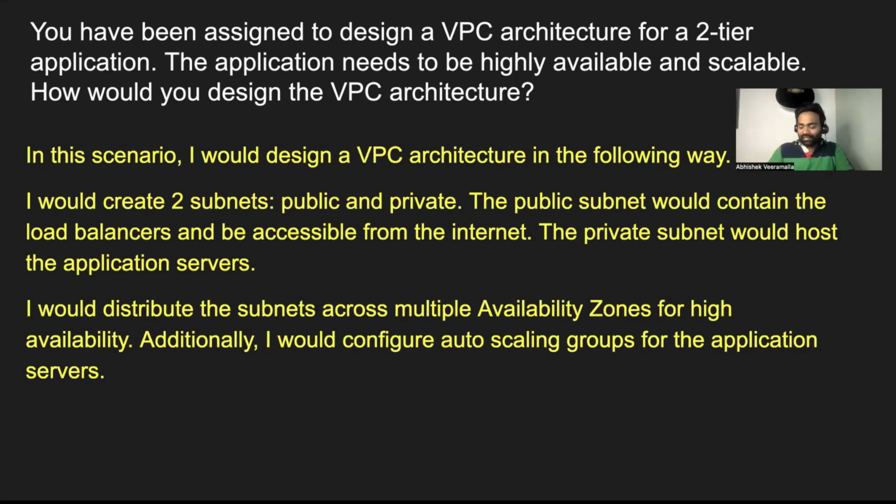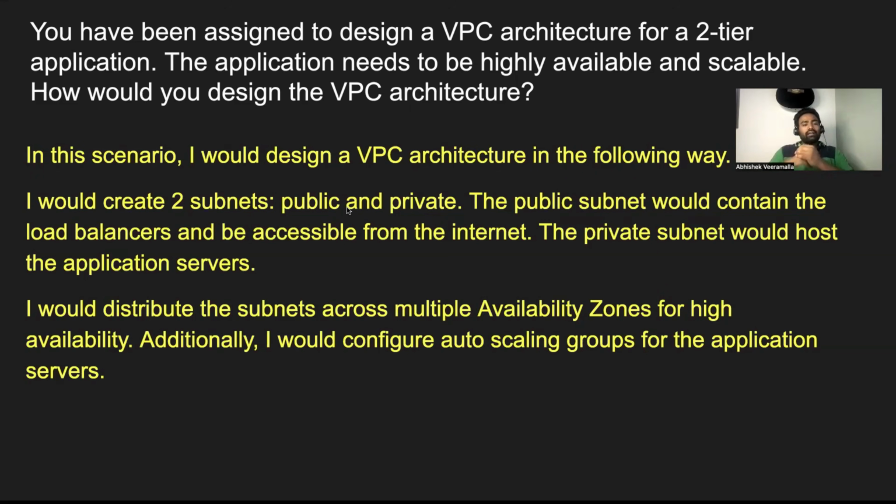So what does the answer say here? In this scenario, I would design a VPC architecture in the following way. I would create two subnets, public and private. The public subnet would contain the load balancer and be accessible from the internet. Of course, the load balancer should always be accessible from the internet. If not, how will you even access the applications? Applications will be accessed through the load balancer. So if the load balancer is not in the public subnet and cannot be accessed from the internet, then there is no point. And in the private subnet, you would host the application servers.